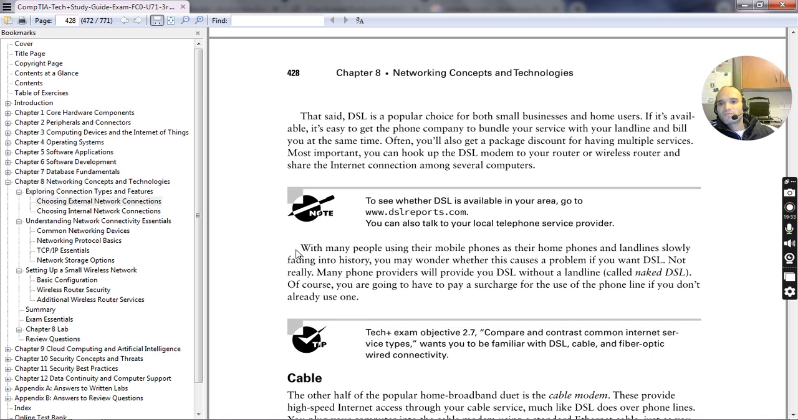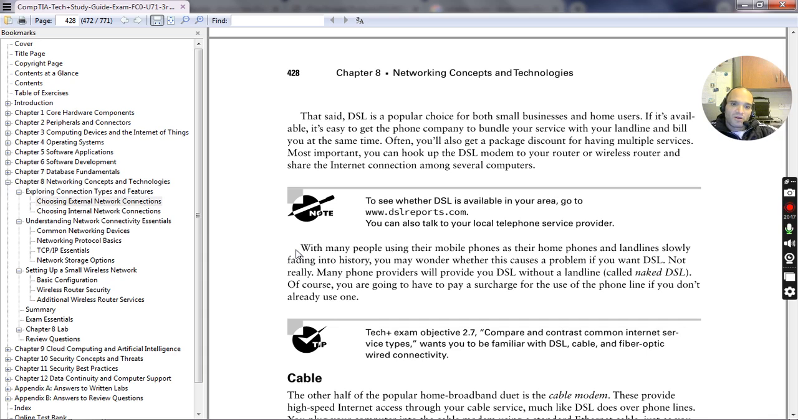If you choose to have a phone line along with a DSL connection from a specific service provider, then most probably the provider will issue a discount in your monthly bill. Most important, you can hook up the DSL modem to your router or wireless router and share the Ethernet connection among several computers.